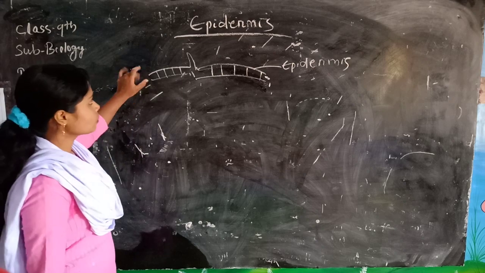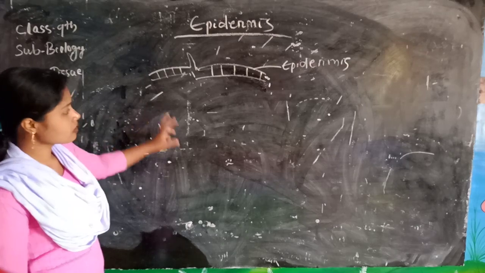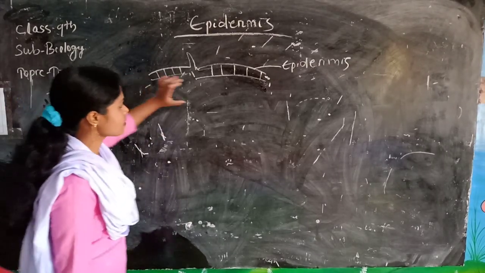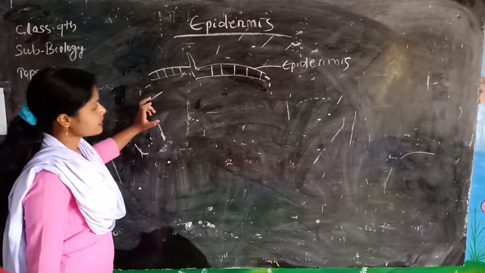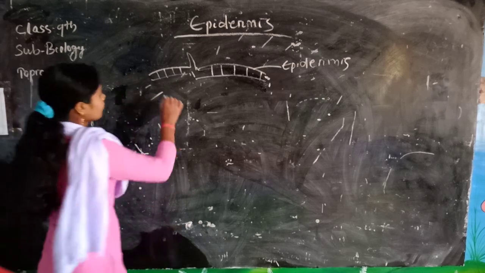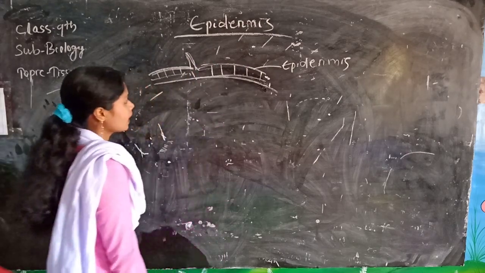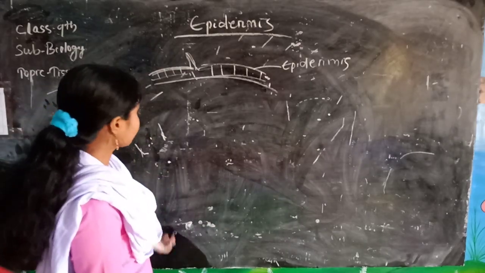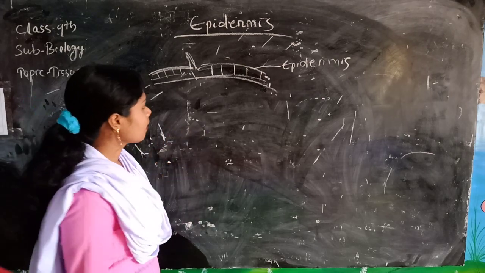Now we discuss the epidermis. It is the outermost covering of the plant. It is made up of a single layer of cells, and no intercellular spaces are present between them. It supports the plants. It protects plants from mechanical injury, fungal infections, etc.